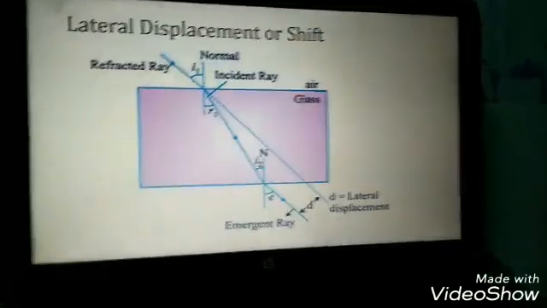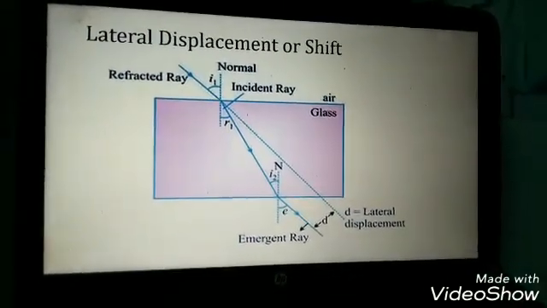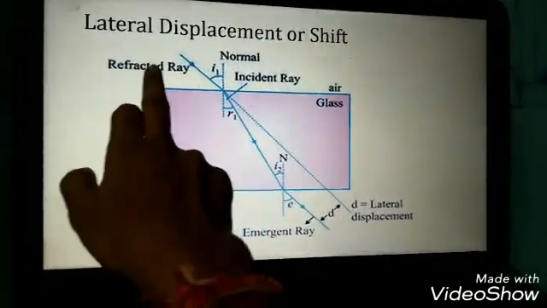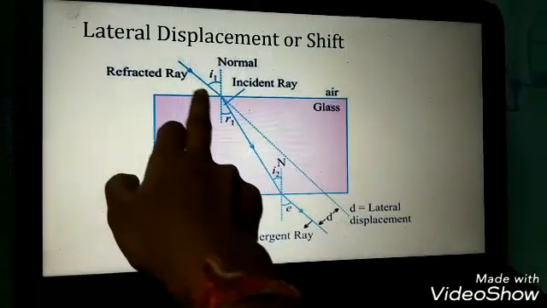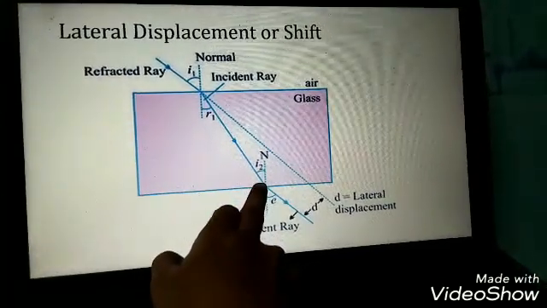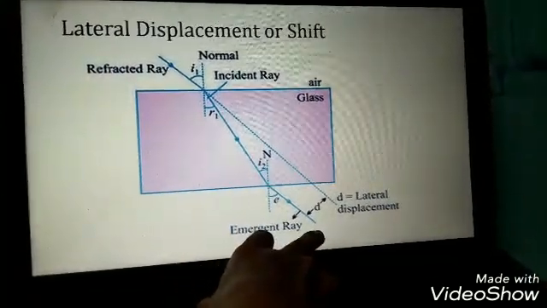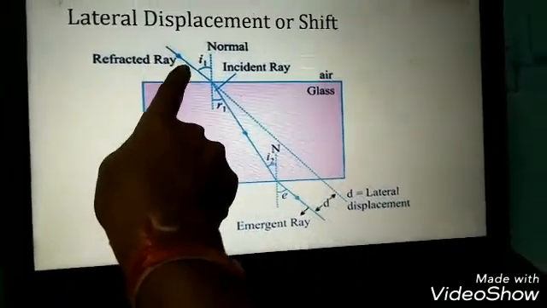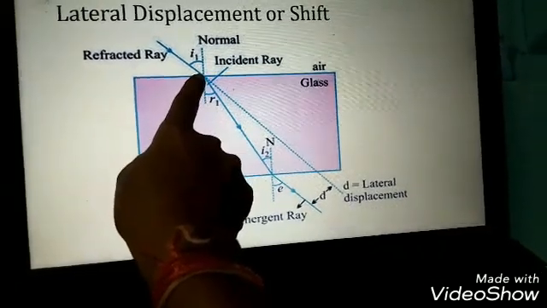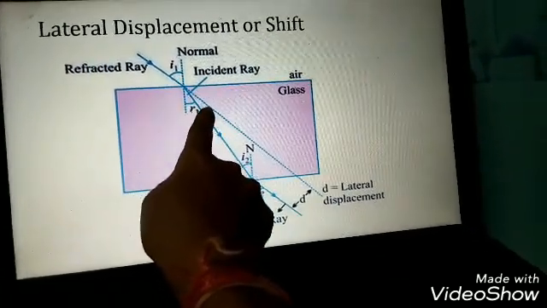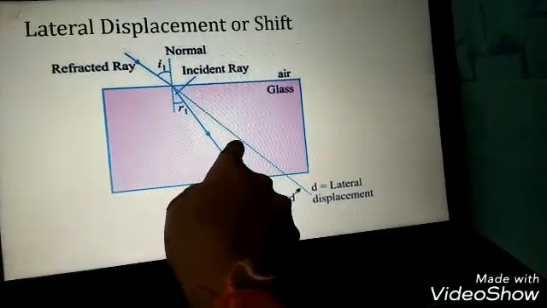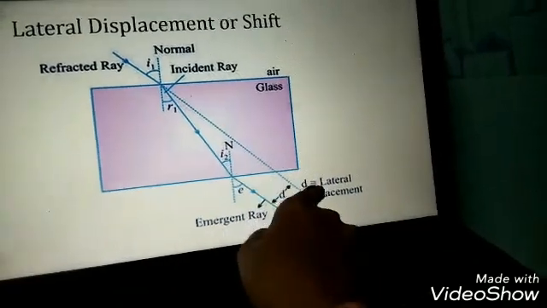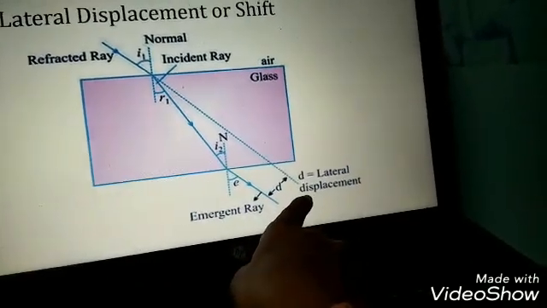Now there is this lateral shift or lateral displacement. Displacement, as you know, is a distance. Imagine this is the incident ray, this is the refracted ray, and this is the emergent ray. Now imagine there is no glass slab at all. What will happen to the incident ray? If there is no glass slab, then as per the rectilinear propagation of light, it will pass as a straight line. That is what has been extrapolated and is shown as dotted lines here.